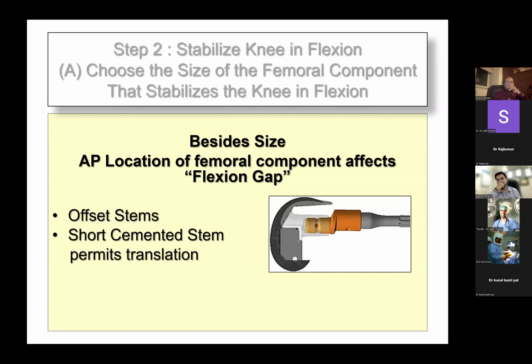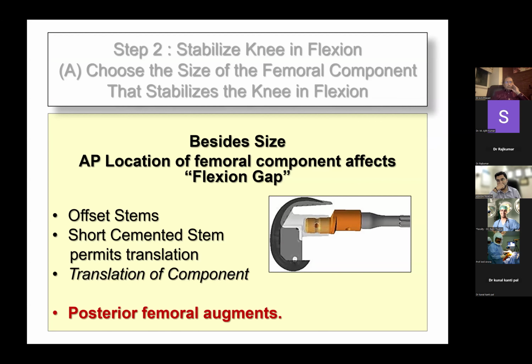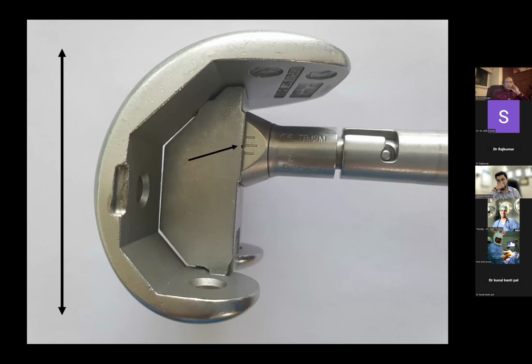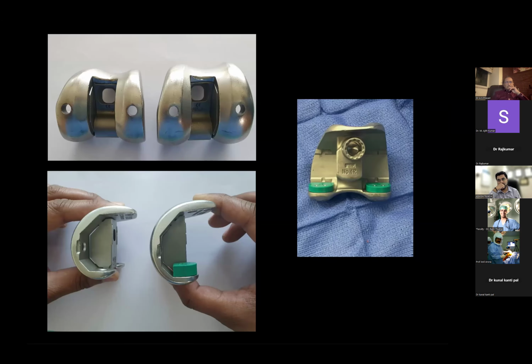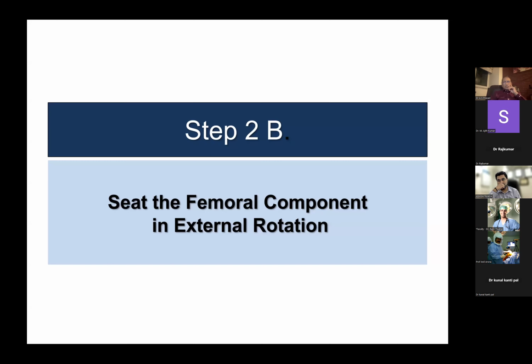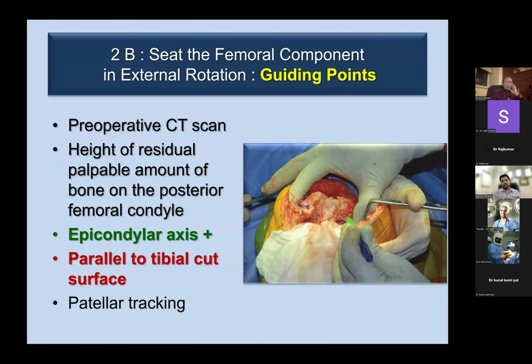What are other methods to fill up the flexion gap? Large flexion gap is addressed by translation of the femoral component by using offset stem or short cemented stem, or one can use translation given by some companies like TC3, or one can use large femoral component with augments. This is how you try to fill up a large flexion gap. Now, once you have taken up the proper size, seat the femoral component in proper external rotation, taking epicondylar axis, or better, the tibial cut. You can put it parallel to the tibial cut surface for better patellar tracking.